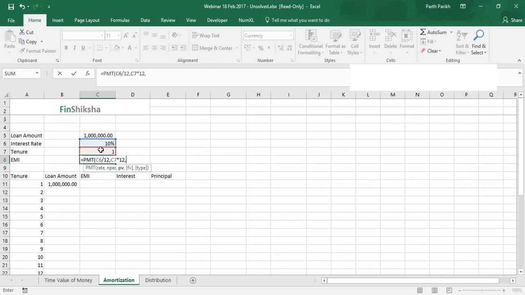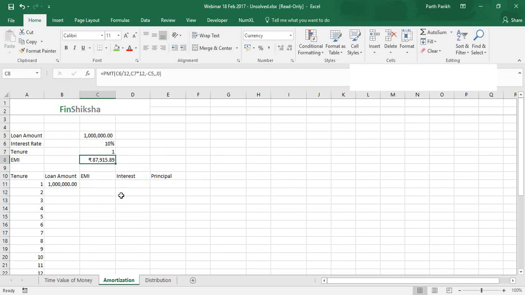My PV is my 10 lakhs, which is the present value of my liability. Since it's a liability, I will make it negative. Future value, I am not trying to reach anywhere, so future value is optional. And I will start paying EMI after a month, so at the end of the period, and I will close the bracket. It gives me 87,915.89. So that is going to be my EMI.